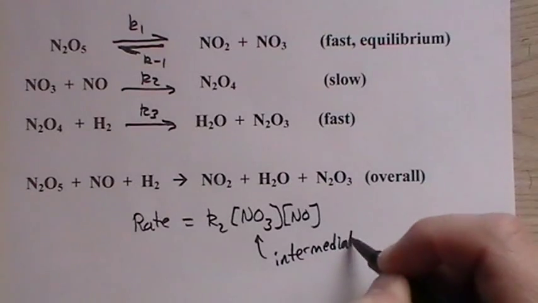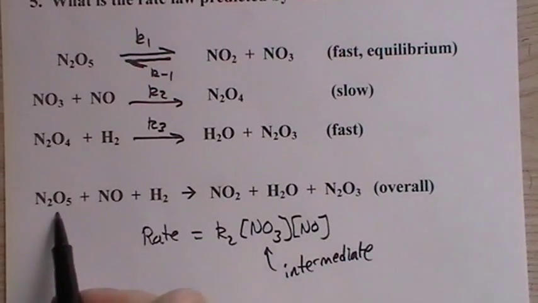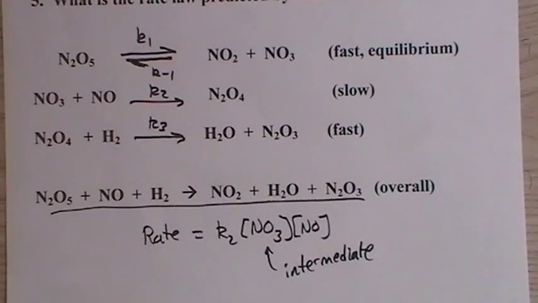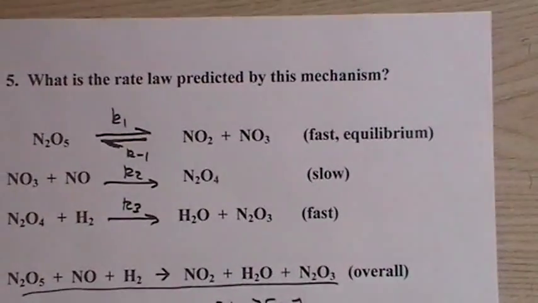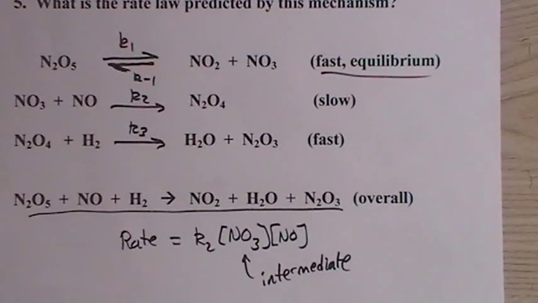That is a problem, because we want to be able to study the species that are part of the rate law. Since NO3 doesn't occur in our overall reaction, it looks like we're in trouble. But when you see that fast equilibrium step, that tells you you have an extra step to do. The previous one was a simple one. You just write the rate law for the slow step and you're done.